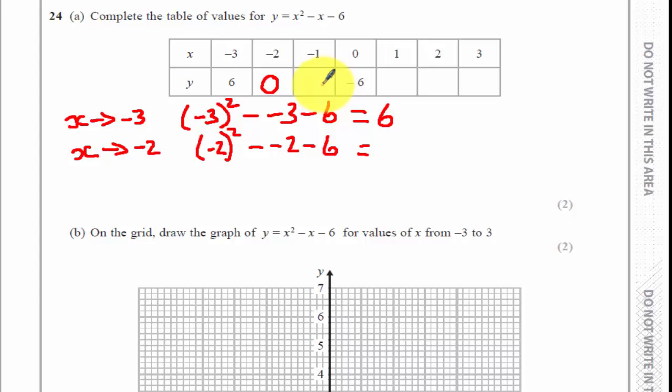When x is minus 1, the y value will be minus 4. When x is 1, y will be minus 6. When x is 2, y will be minus 4. And when x is 3, y will be 0. So I filled my table in.